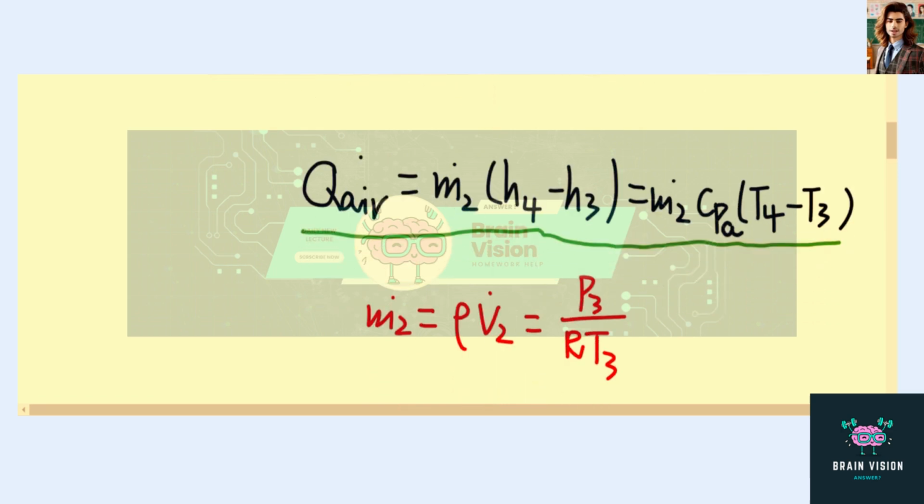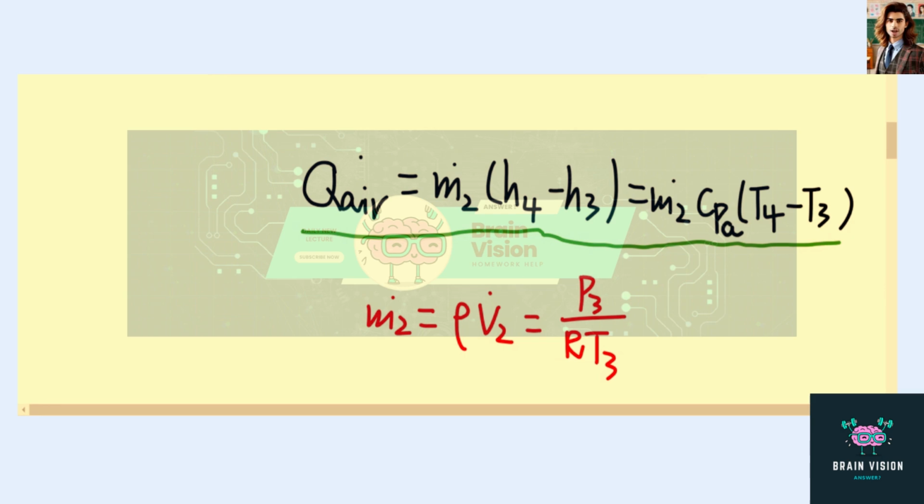So we don't know the mass flow rate for the air, but we do know the volume flow rate for the air, which is V2 dot here. And M2 dot can be equal to rho times V2 dot. Rho is the density of the air. We know in the question, the pressure and the temperature at that point was given, so we can express the density rho as P3 over RT3. P3 is the inlet pressure for the air, T3 is the inlet temperature for the air, and R is the gas constant for the air.